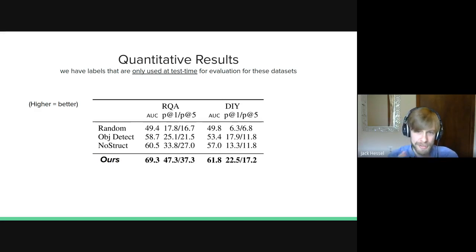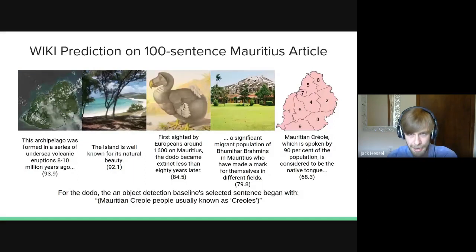But what I think is more instructive than looking at numbers and tables is actually examining model outputs. So here's an example of our model's prediction on a 100-sentence article about Mauritius, which is a country probably best known, at least in the West, for being the former home to the now extinct dodo bird, which is this flightless bird pictured right in the middle. And you can see what our model is predicting here.